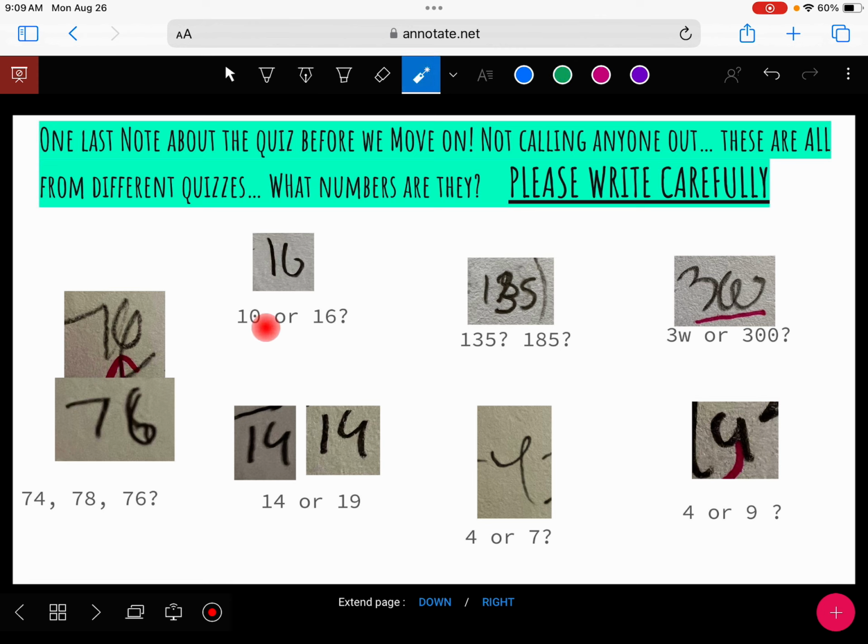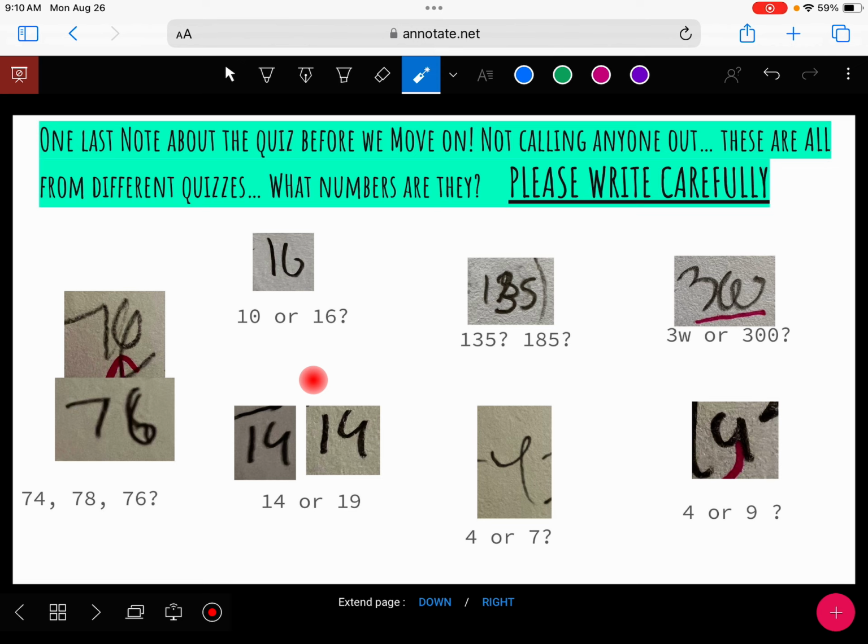Like this one. That could be a 10 or that could be a 16. I was like, what if the answer key said it was a 10? What if the answer key said it was a 16? Am I supposed to read your mind and figure out which one? These two were for the same question, 64, 66, or 74, 76, or 78. They all kind of look like all of them.